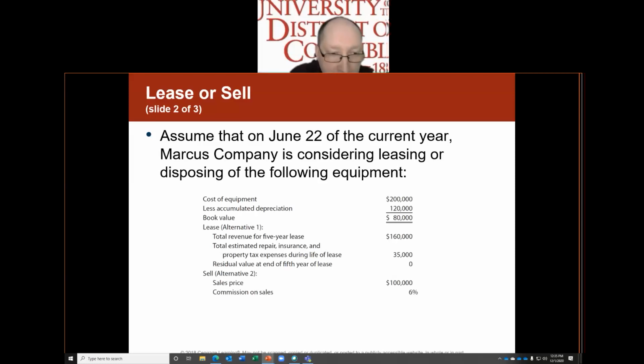One alternative is to lease it. Another alternative is to sell it. If I lease it to another company for 5 years, I can generate revenue of $160,000 for those 5 years.